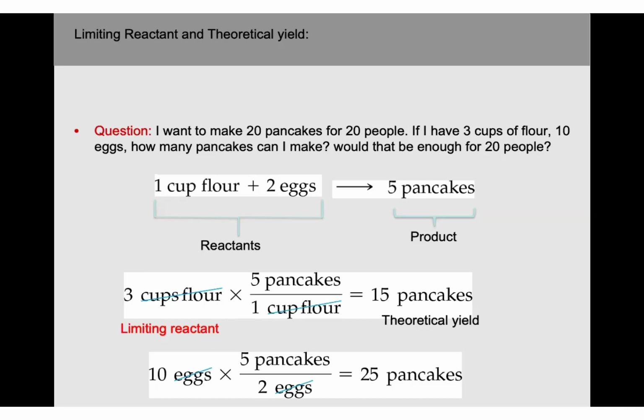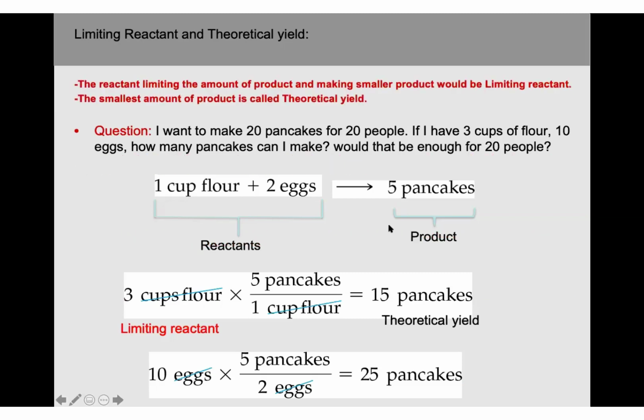Okay, so let's go to the definition. The reactant limiting the amount of product, making the smaller amount of product, is the limiting reactant. The smallest amount of product is called the theoretical yield.